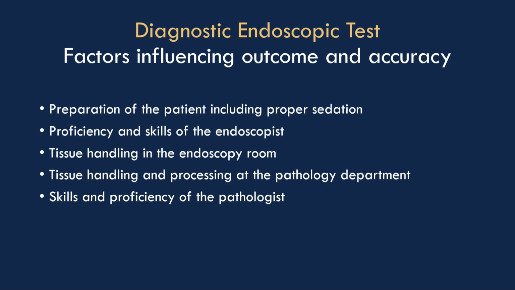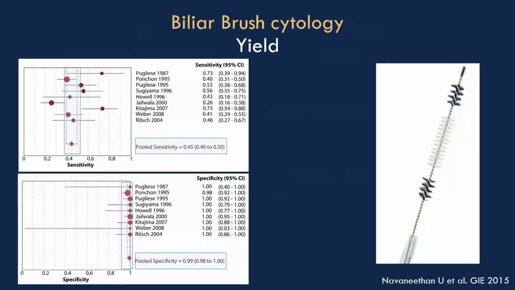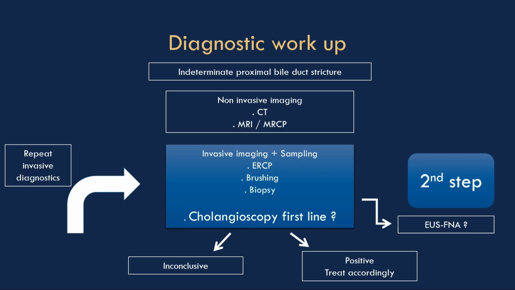The tissue handling in the endoscopic room should be very precise. Tissue handling and processing at the pathology department too, and the skills and proficiency of your pathologist. If you take care of that kind of patient, you should go back to your pathologist to discuss the case with them. Don't forget to perform EUS, FNA or FNB if there is no transplantation project. And then, if it's inconclusive, you can repeat invasive diagnostics.